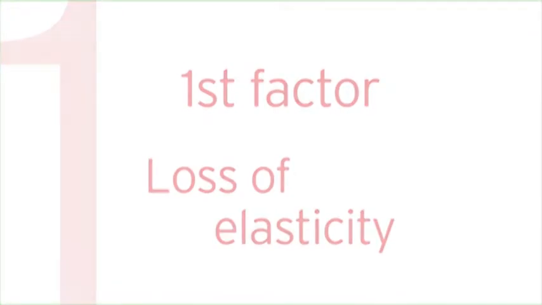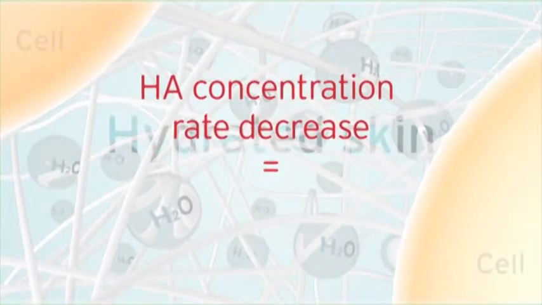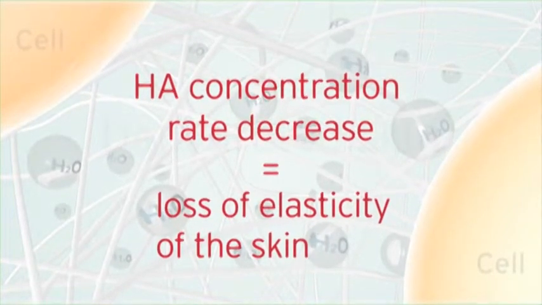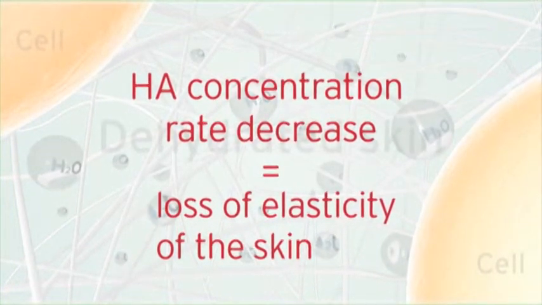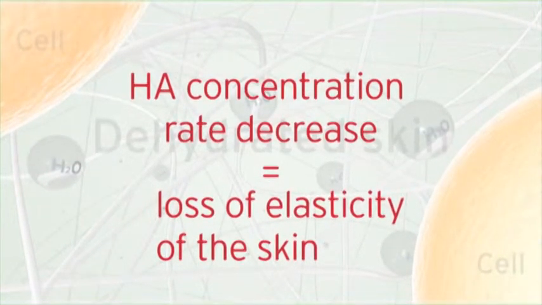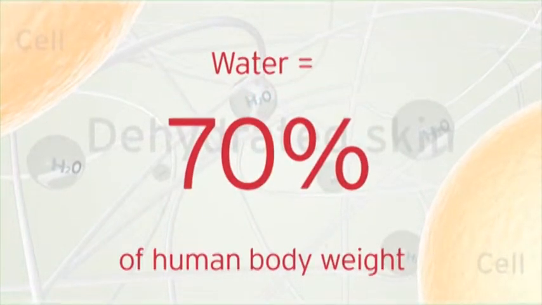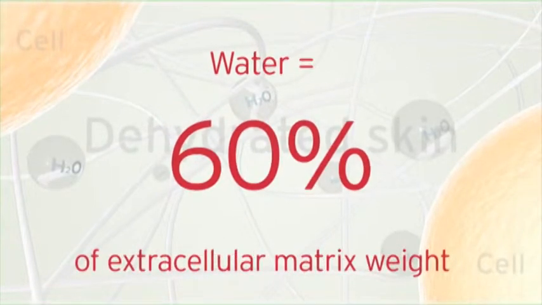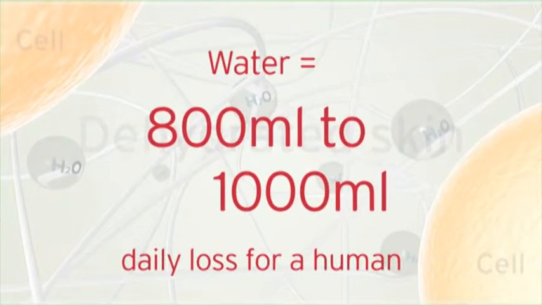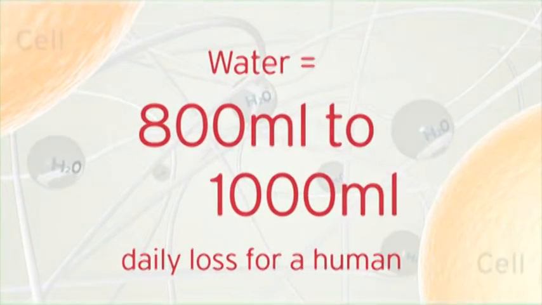The loss of elasticity is directly linked to the degradation of the hyaluronic acid, HA, in the dermis. Hyaluronic acid is an essential, naturally occurring component of the skin, especially known for its hydration power. It has a remarkable ability to bind up to 1,000 times its weight in water. Water represents around 70% of the total body weight skin tissues and 60% of the extracellular matrix weight. The daily loss for a human body is between 800 and 1,000 milliliters. While aging, this daily loss is even more important with the HA degradation.